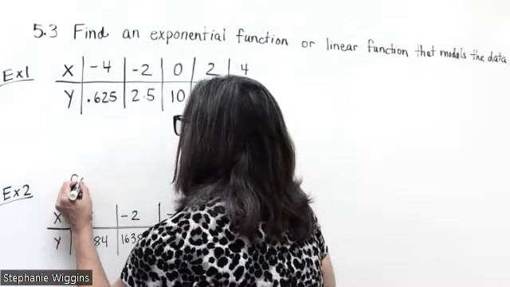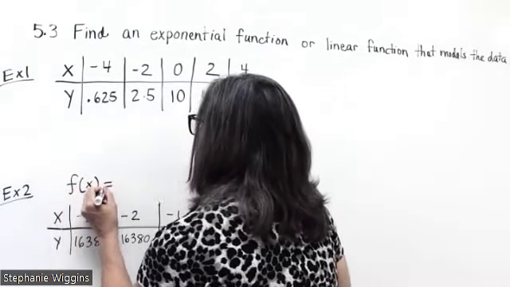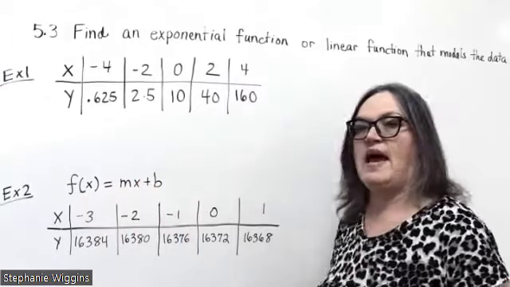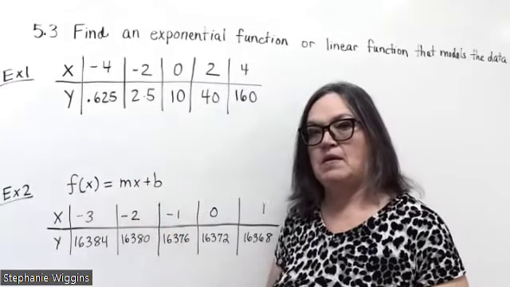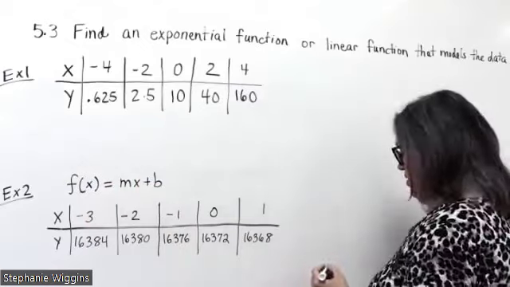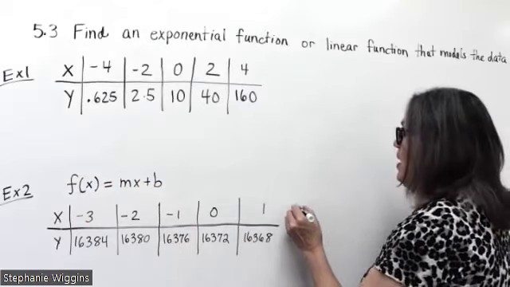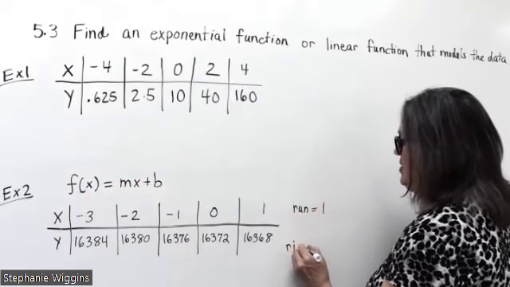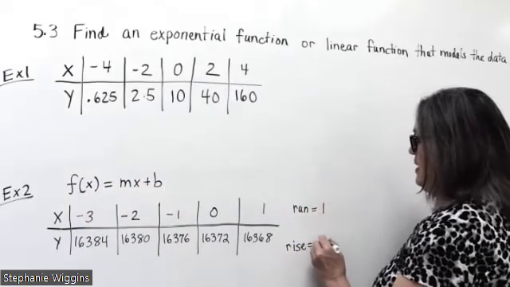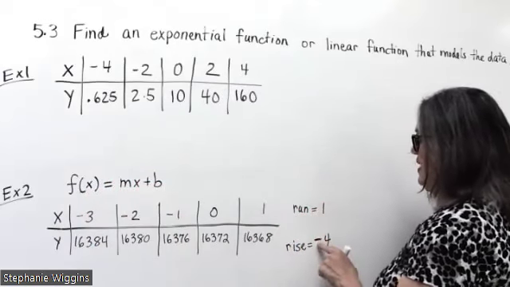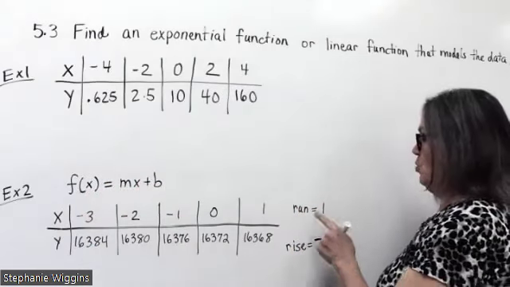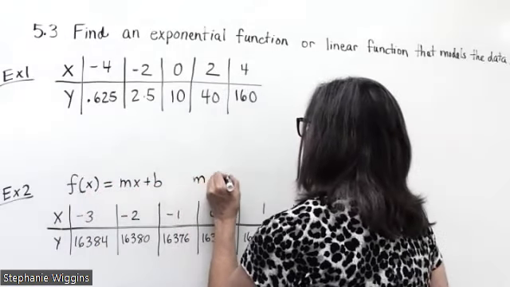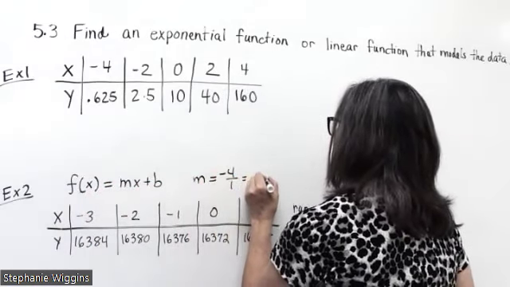The function that models linear data is going to be f of x equals mx plus b. So to find the actual function, we just need m and b. And m, as I alluded to earlier, is the rise over the run. And here the run is +1, and the rise, which is actually a decline or a fall, is -4. The negative indicates that you're going down. So the rise over the run, our m, is -4 over 1, which is -4.